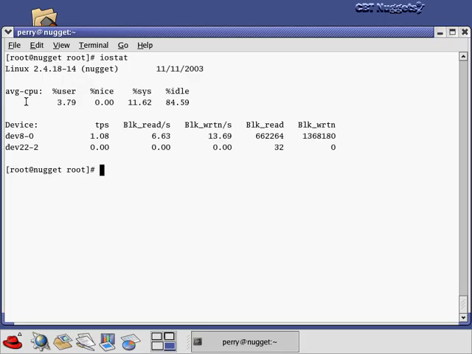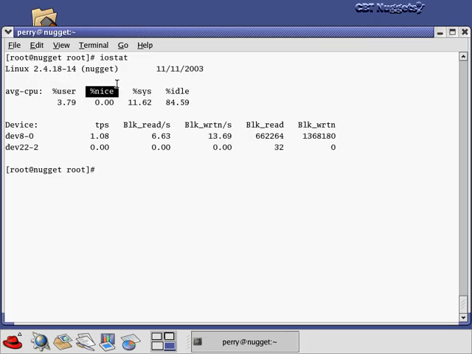And for CPU time, it gives the percentage of time that's spent, again, doing user processes, system processes, and idle. It also has a nice percentage here, and this has to do with the percentage of time the CPU is spending while running processes that have had their priorities changed manually. So there's a command in Linux called nice and renice, and they allow the root user to change the priority of some process.